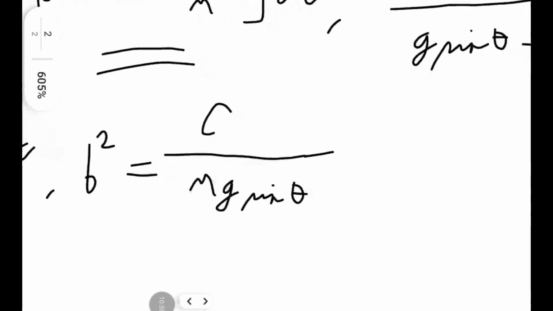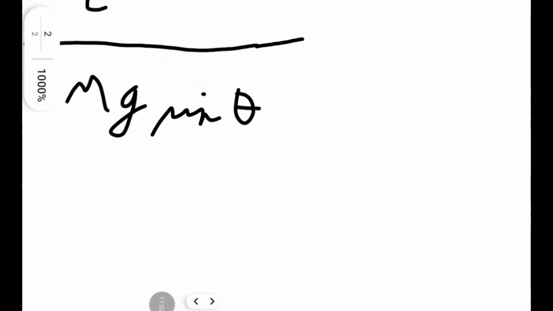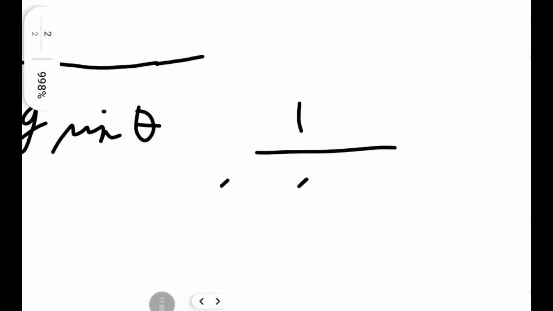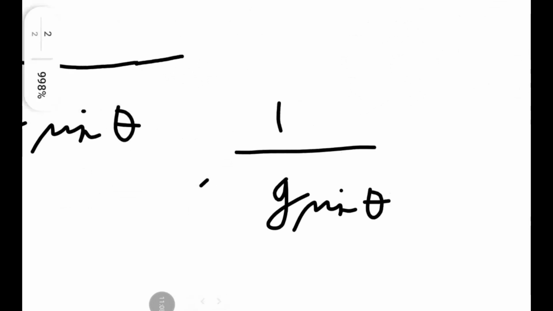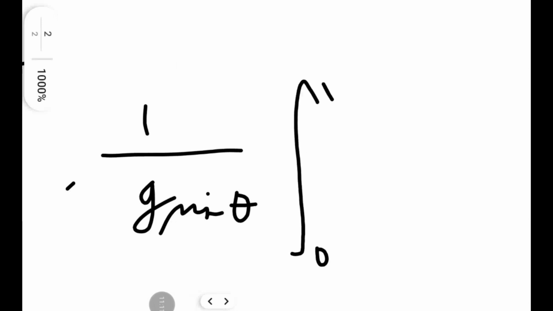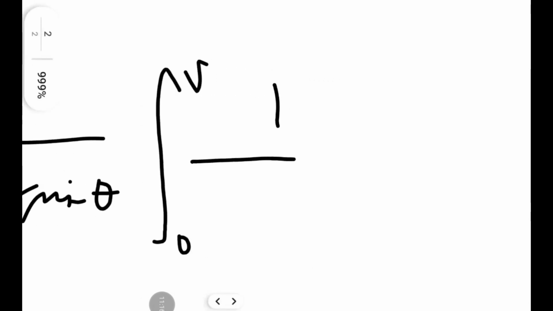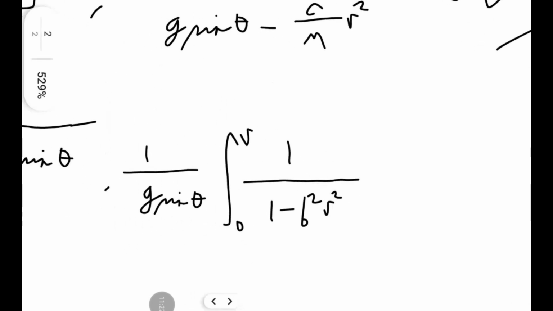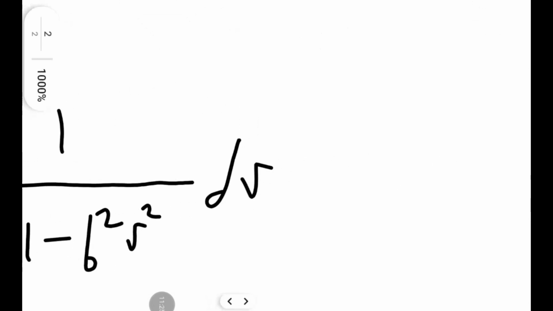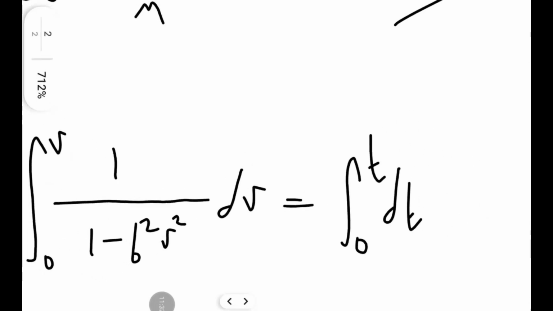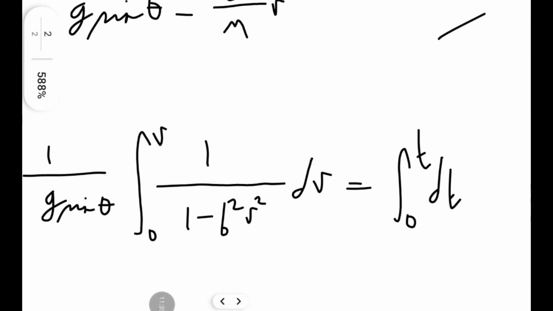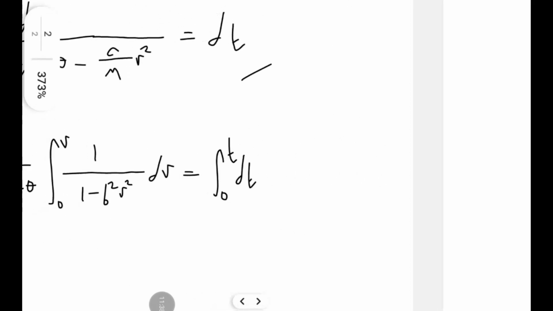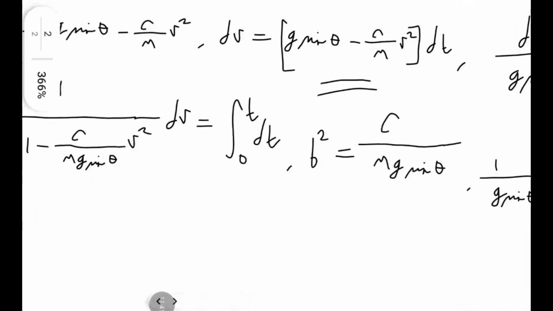With that, we can rewrite the equation as 1 over g sine of theta, times the integral between 0 and the current velocity of 1 over 1 minus b squared v squared dv, is equal to the integral between 0 and t of dt. Now this looks like something we can actually work with, and at the end, of course, we can put the b squared back in. We're going to go to the next part and actually solve this.